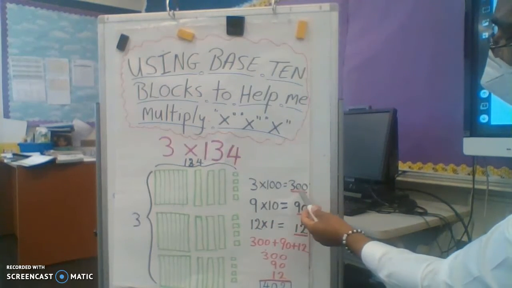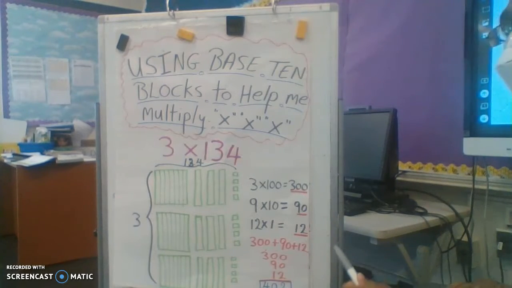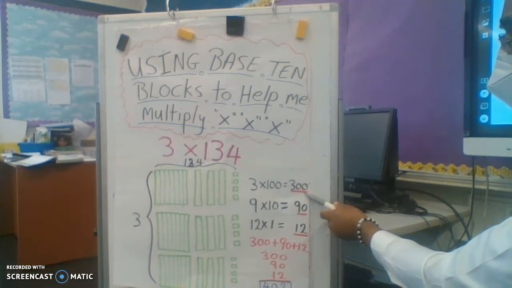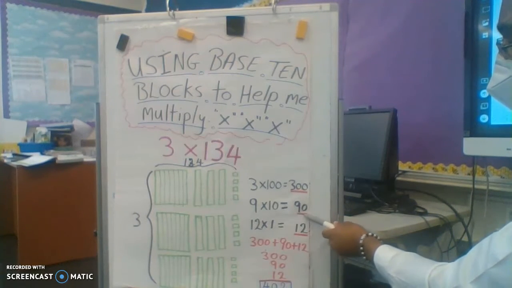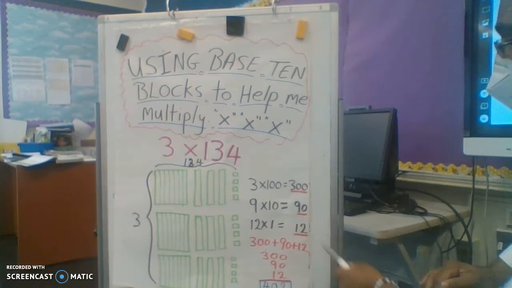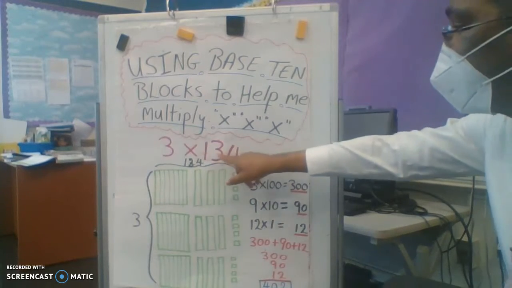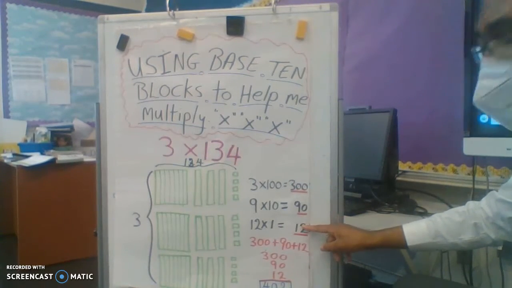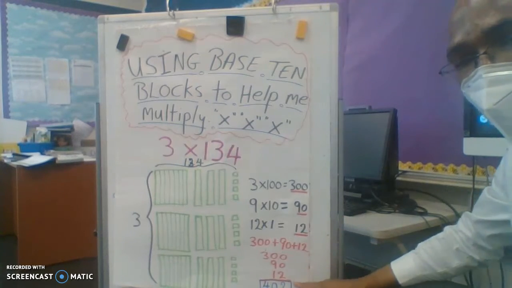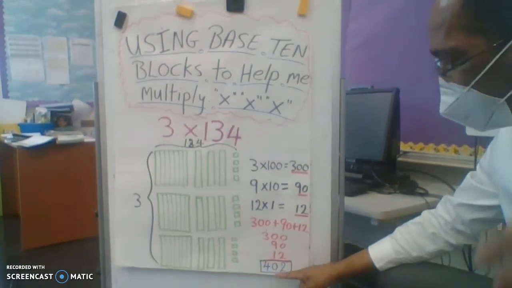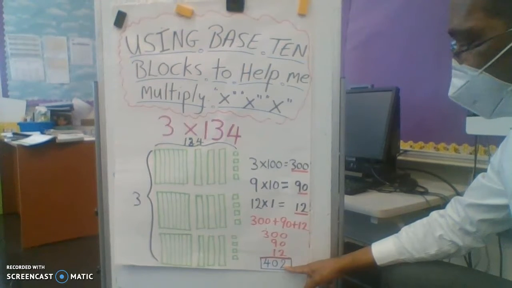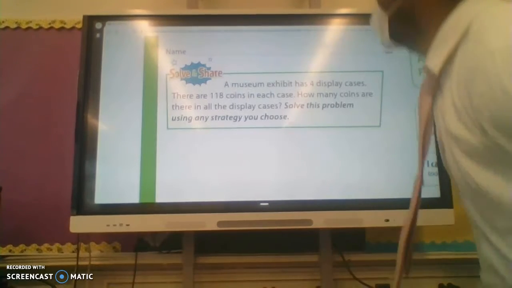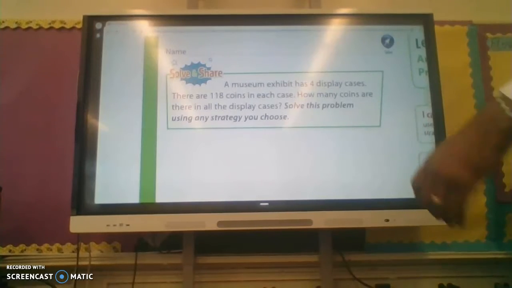So look, all my partial products here. Can you call out the partial products with me? 300, 90, and 12. And so, therefore, 3 times 134, I am going to take all those partial products and add them up together, and when I add them all together, I get 402.